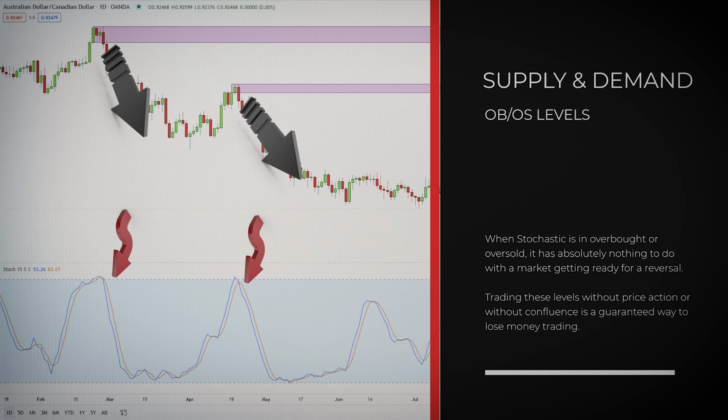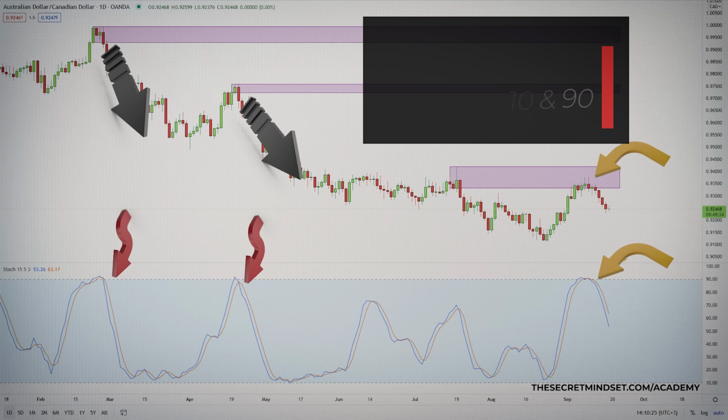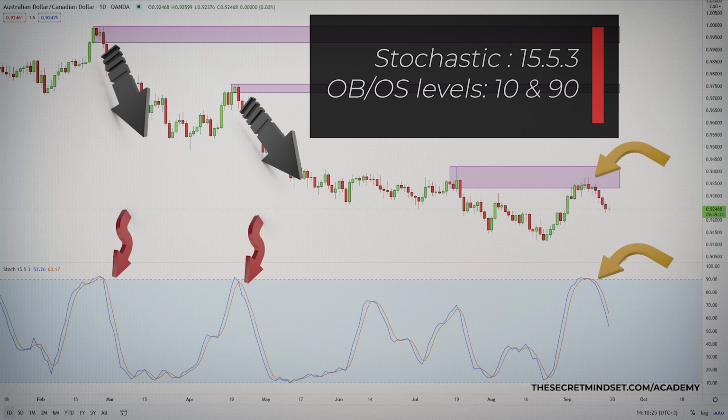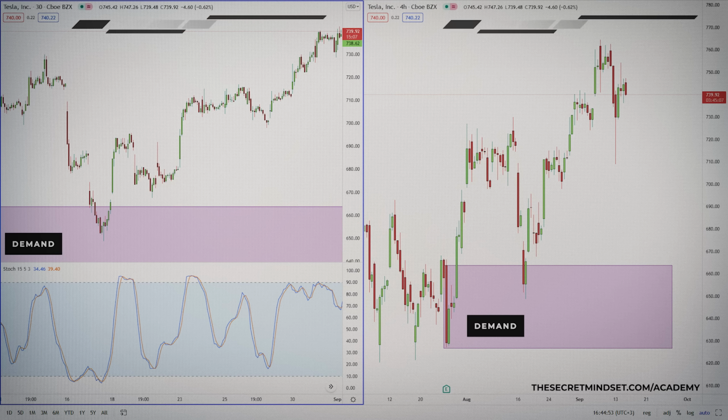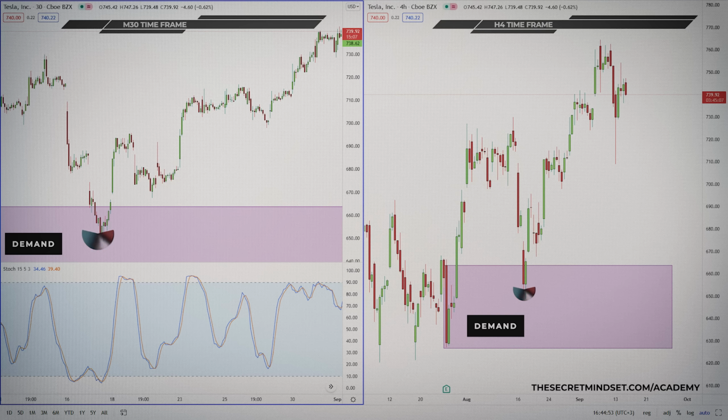So because I don't trust these levels much, I increased the parameters for overbought and oversold from 20 and 80 to 10 and 90, and I also increased the length of the stochastic to 15, 5 and 3. This way, the indicator won't reach the levels as often. Here we see an example of stochastic confirmation buy signal at the demand area. We'll use the same multiple timeframe approach. We'll trade in the direction of the higher timeframe. Especially for a trade like this, that would be considered against the previous downtrend leading up to it.